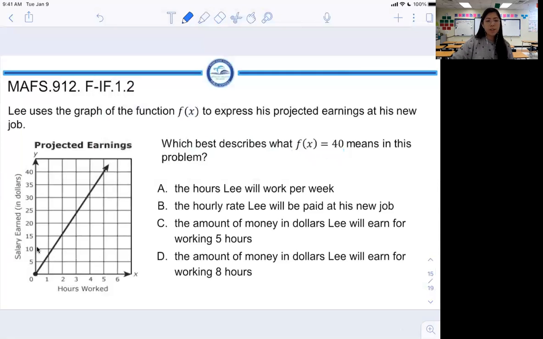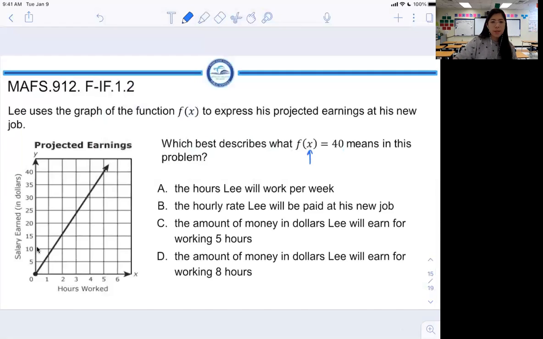Does anyone have an idea, or should I break it down? Okay, let me break it down because you guys have the right answer. I just want to make sure you understand why it's correct.